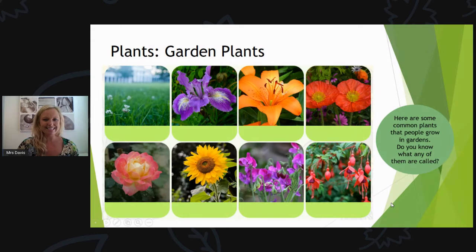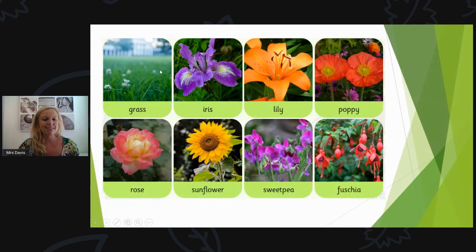Should we have a look at the answers? Right, brilliant, well done. So we've got grass here. We've got an iris, beautiful purple colour. You've got a lily. Do be careful with lilies sometimes though, with their pollen, which is this bit here, because sometimes if it gets on you, it can stain your clothes. It's very difficult to get off.